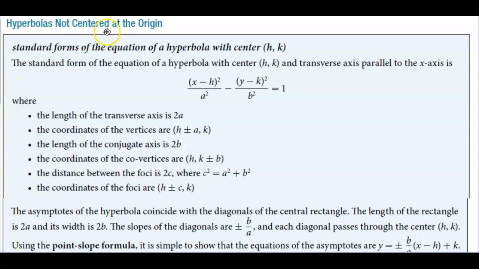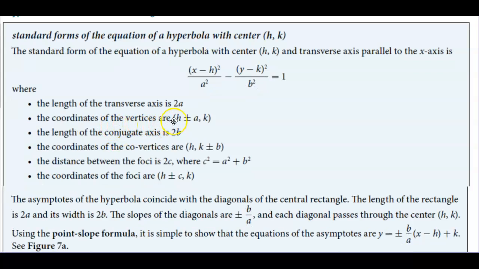Now for hyperbolas not centered at the origin, the standard form of the equation of a hyperbola centered at (h, k) and transverse axis parallel to the x-axis is the following. We have (x minus h) squared over a squared minus (y minus k) squared over b squared is equal to 1. And what you notice now is the positive term is with the x, so the length of the transverse axis is 2a.